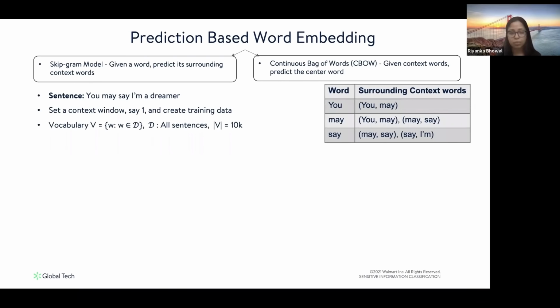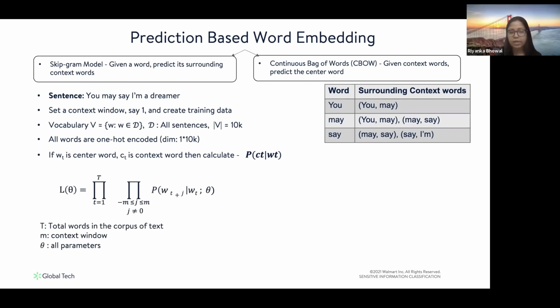We create the vocabulary from all the words of all the sentences, and let's say we restrict it to 10,000. All the words will be one-hot encoded, that is, 1 cross 10,000. And if we have WT as a center word, then we try to predict the probability of C being a context word so that we get a likelihood.